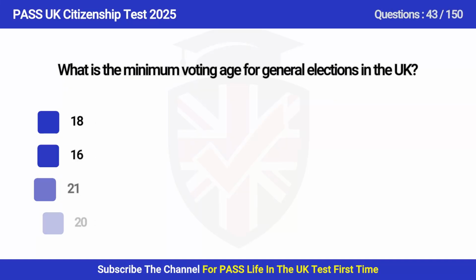Question 43. What is the minimum voting age for general elections in the UK? A. 18, B. 16, C. 21, D. 20?